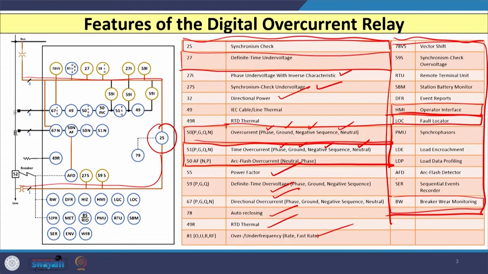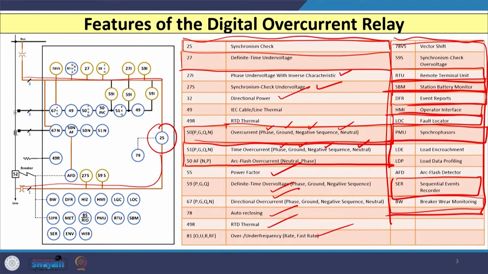Along with that, features related to sequence of event recorders and digital fault recorders, DFR, are also available in the digital overcurrent relay. This relay can also act as a remote terminal unit, so the RTU feature is available, and it is also capable of monitoring the station battery in the substation. Along with that, this digital overcurrent relay will also work as a PMU, phasor measurement unit. With this, load encroachment and load data profiling features are also available.